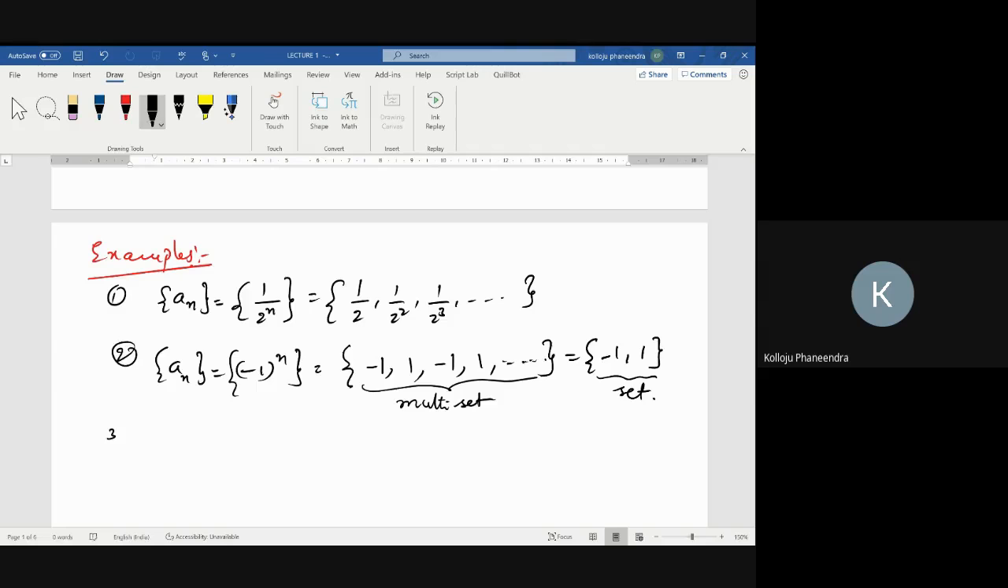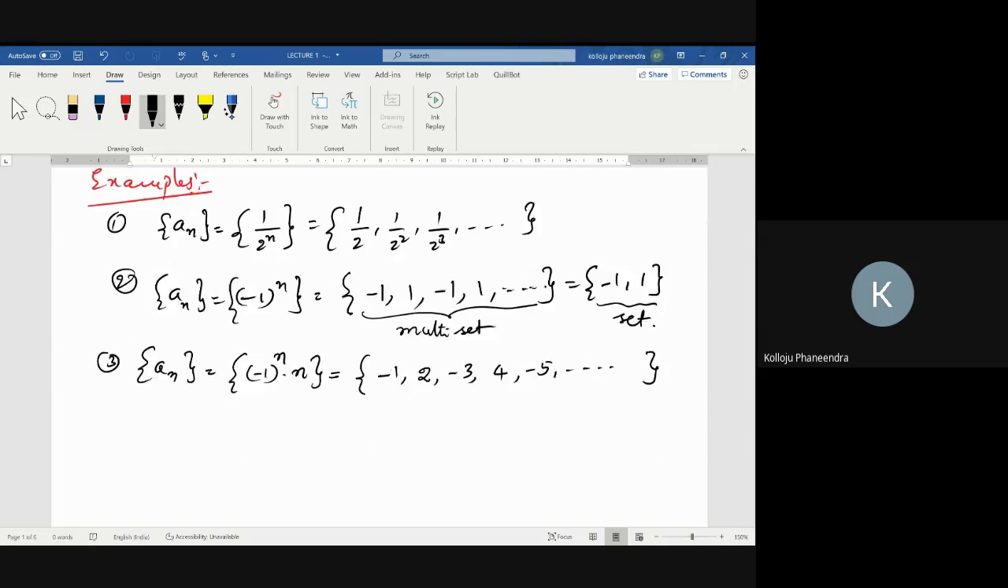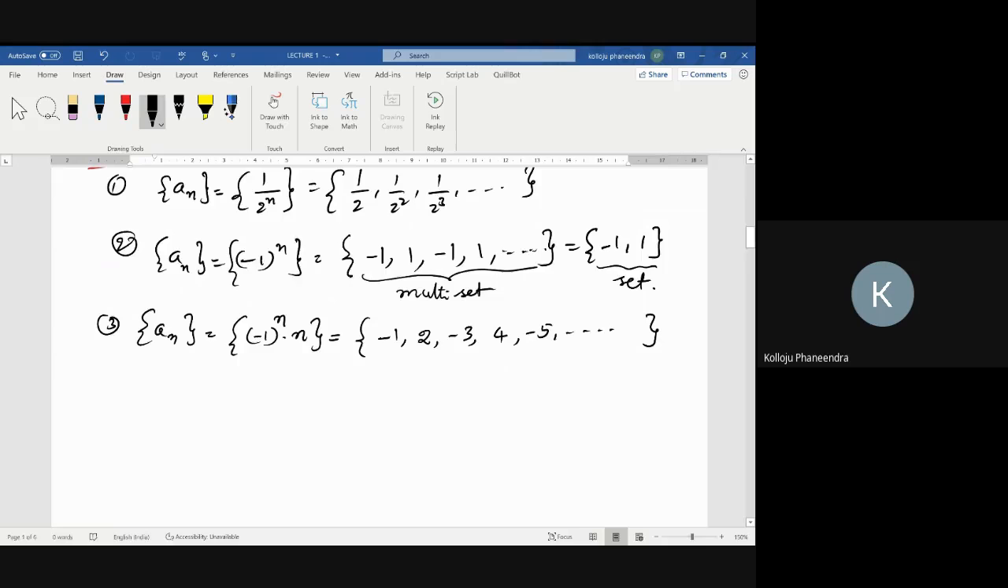Okay. And third example, a_n equal to, if I write, minus 1 whole to the power of n into n. So when n equal to 1, this is minus 1. When n equal to 2, plus 2. When n equal to 3, 4, 5 and so on, like this. Yes, these are the examples for sequence. Why I'm giving these examples, let us see. Now, the properties of sequence.